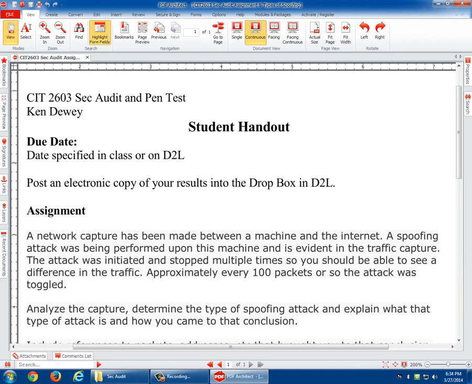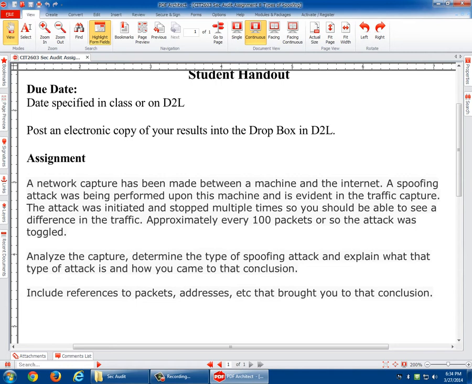Same attack, and you stop and start. Yes, same exact thing. I just stopped and started so you could see the difference from normal. Initially, it is normal traffic. The initial bunch is all normal. So it's normal, something, normal, something, normal, something.